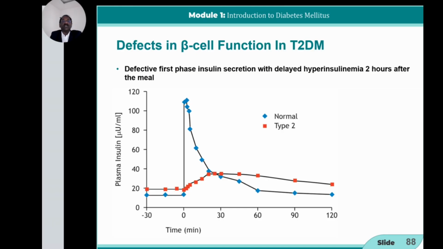Defects in the beta cell function in type 2 diabetes. See the normal and the type 2 diabetes. I told you the first phase of insulin release will be there in normal individuals. What happens in type 2 diabetes? Is the first phase there? No. The red one is the diabetes. So that is the reason you are having postprandial hyperglycemia.